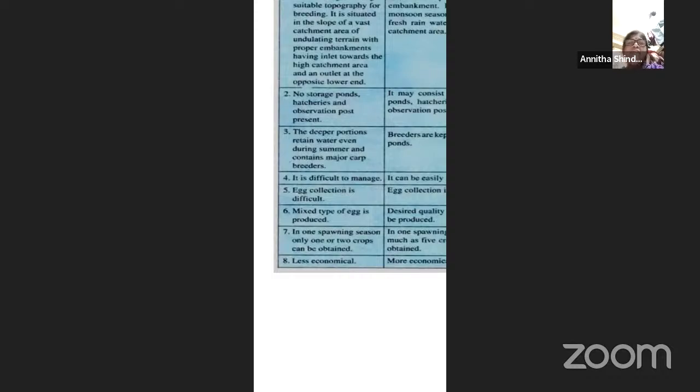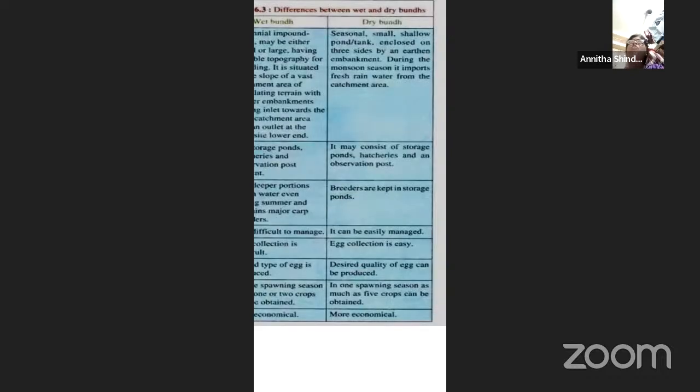But in case of the dry bun, the desired quality of egg only can be produced. Whichever you want, suppose if you want to go for spawning of katla, you have to introduce only the katla. If you want to go for rohu, you have to introduce only rohu, but no other fish.